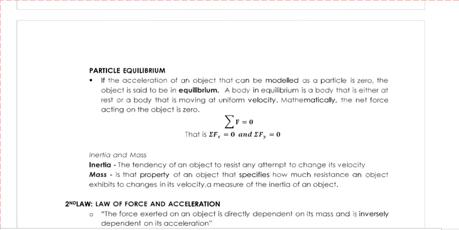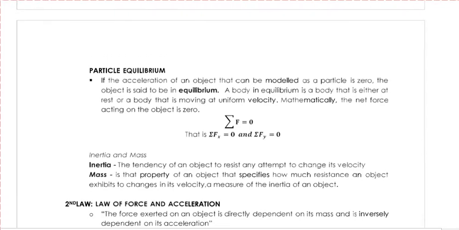So if the acceleration of an object that can be modeled as a particle is zero, the object is said to be in equilibrium. A body in equilibrium is a body that is either at rest or a body that is moving at uniform velocity. So it is in equilibrium if it is at rest or its velocity is uniform. Mathematically, the net force acting on the object should be equal to zero. So the summation of forces along the x and y axes should be equal to zero.